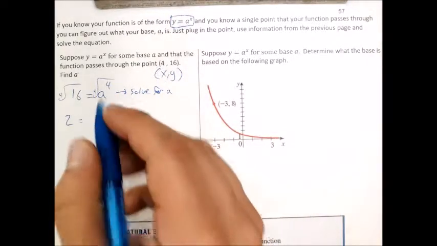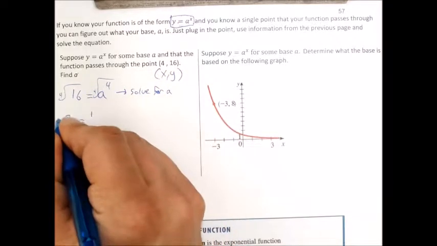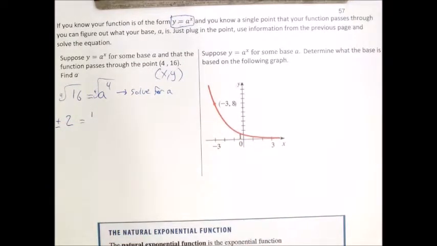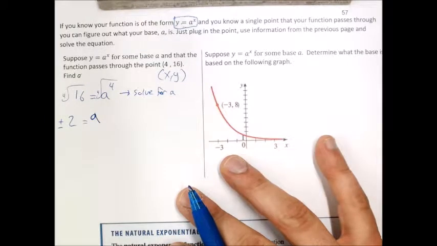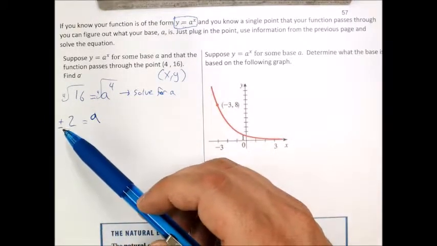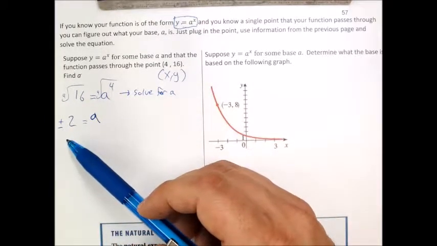We get a plus or minus. I think I heard that, right? So this should be plus or minus on the left, and then just a on the right. If we want to know what a is, though, we want to know whether it should be plus or minus 2, not both of them.